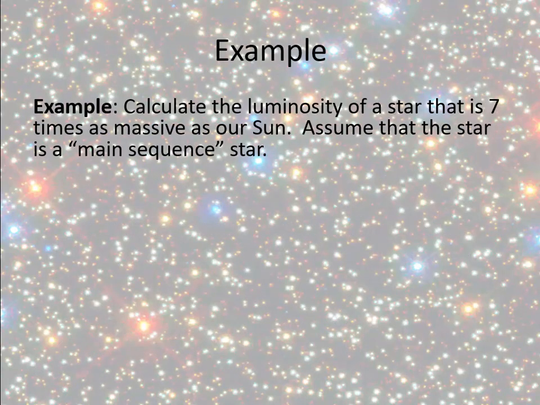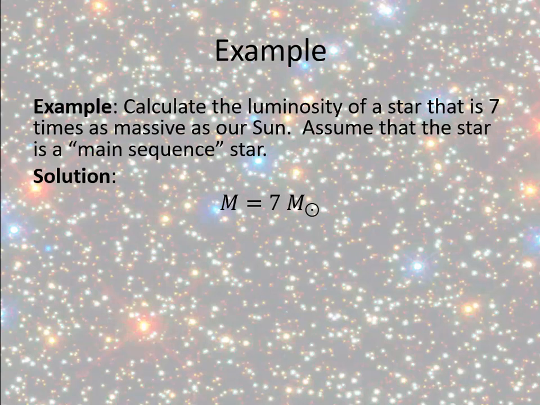Calculate the luminosity of a star that is 7 times as massive as our sun. Well, we said that luminosity is proportional to mass to the 3.5 power, but how can we actually calculate the luminosity itself? You need to know the luminosity of our sun. Well, I know the luminosity of our sun, and guess what? You do too. What's the luminosity of our sun? I'll give you 2 seconds to think about it and pause the video if necessary.